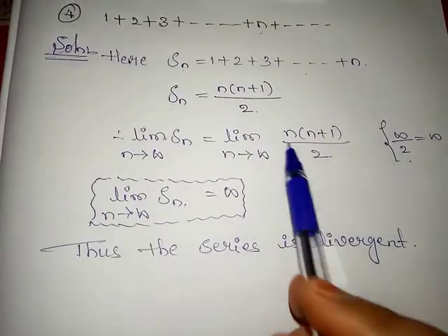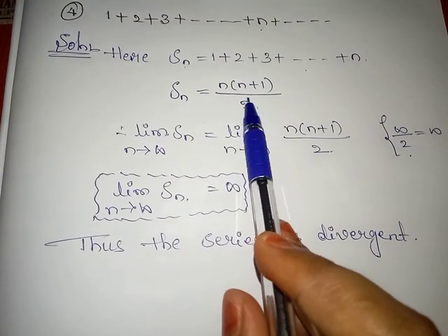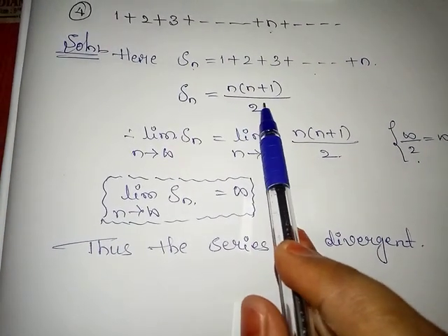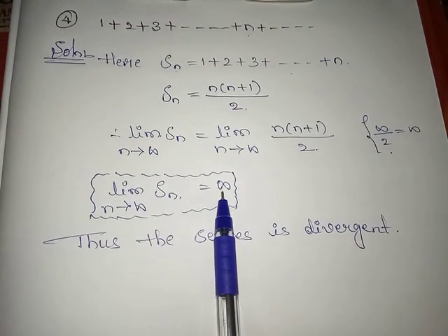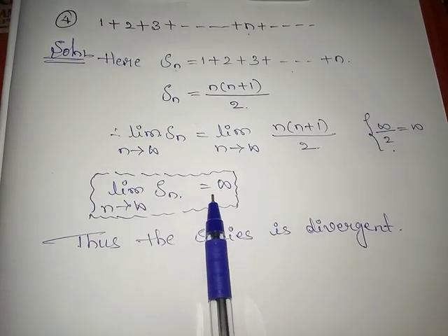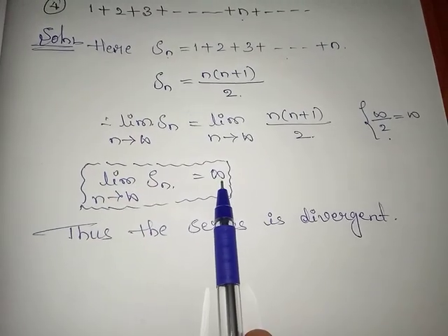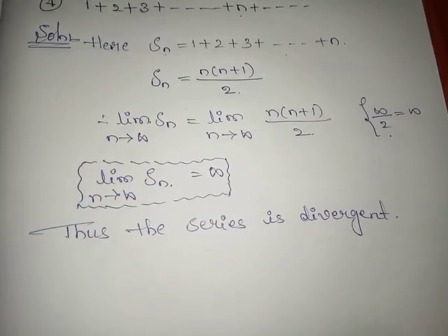This is a well-known result, so I am taking it directly here. You have to remember this result. And here, this result tends to infinity, meaning limit n tends to infinity, Sn is infinity. Therefore, the given series is divergent.